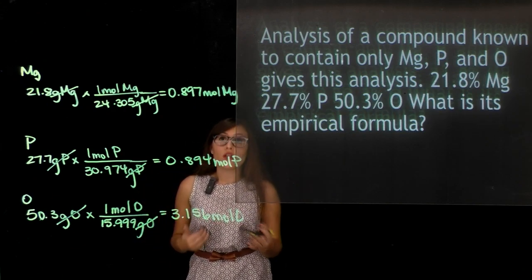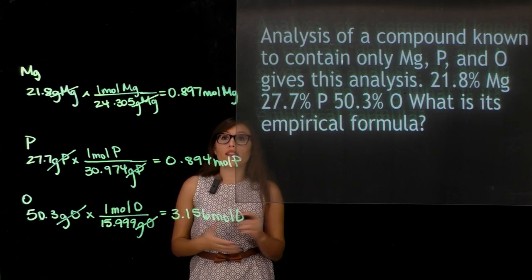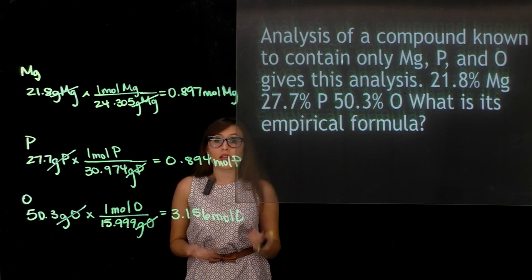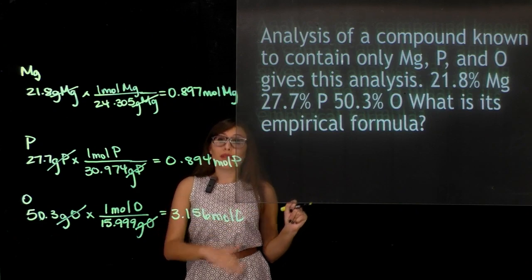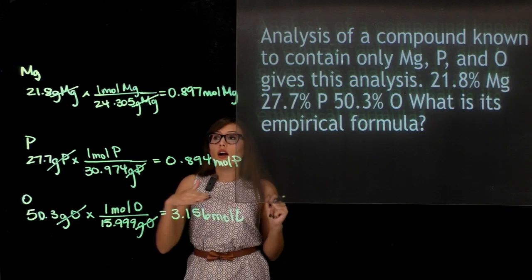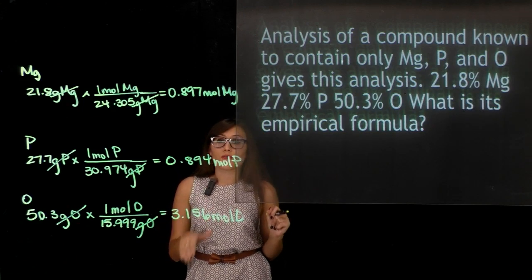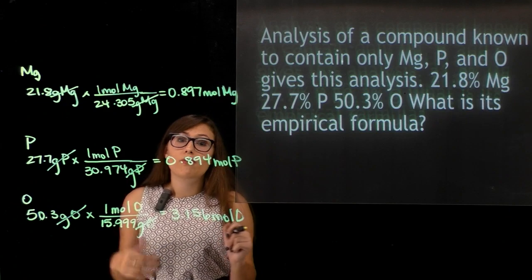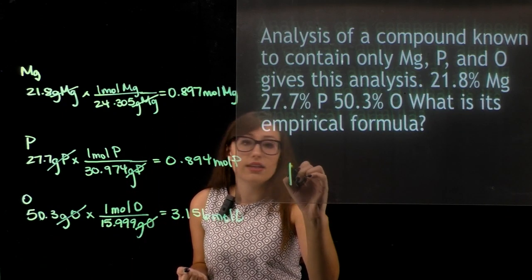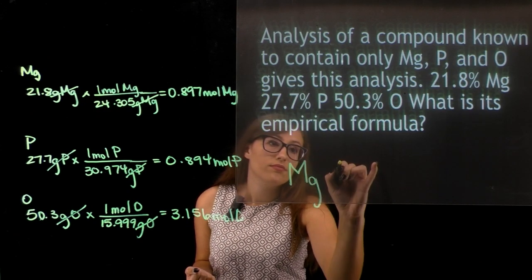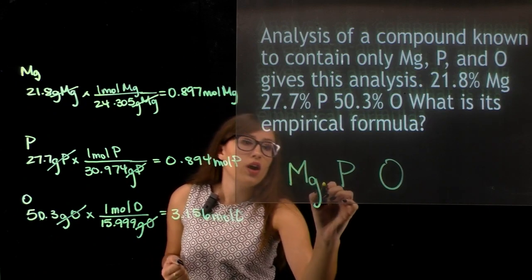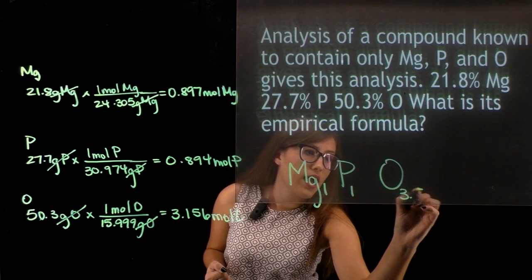Once we determine the amount of moles, we then determine what is the smallest number of moles that we have, because we're going to divide everything by that value to get a ratio. Because remember, the empirical formula is the most simplistic formula that you can have and just shows the relative ratios of each component to one another. So we can divide everything by 0.894, and when we do that, for magnesium, phosphorus, and oxygen, we get roughly 1, 1, and 3.5.